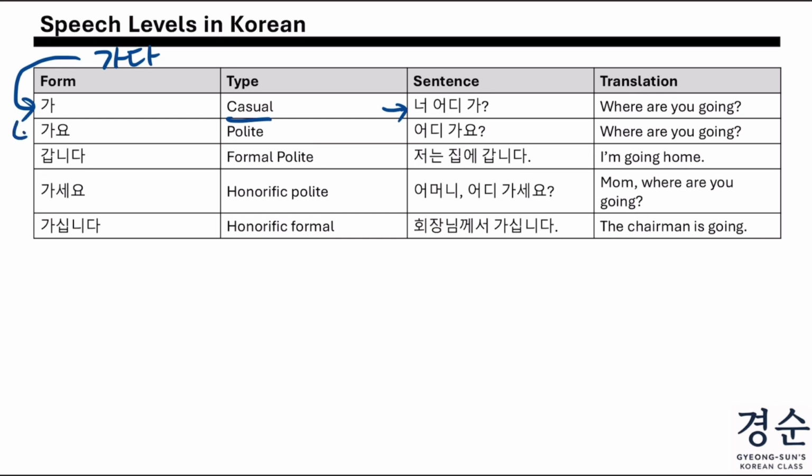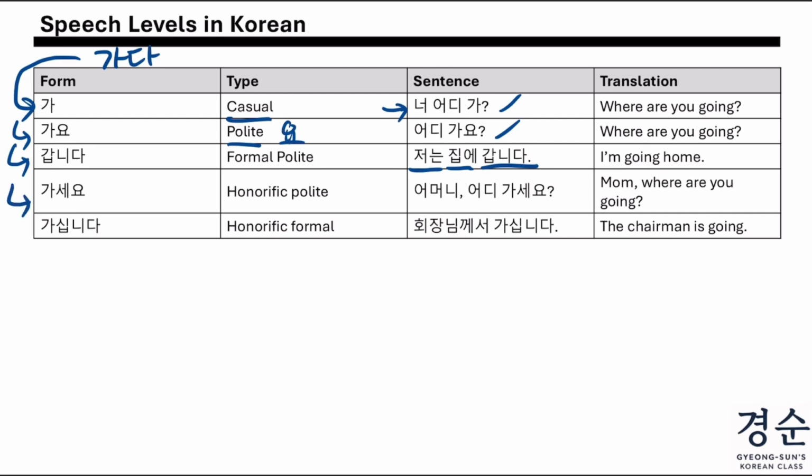And second one, we have 가요, which is the polite form, the yo form, right? 어디 가요? So you can feel the politeness here. Basically, where are you going? 어디 가요? Casual, polite. And the third one, formal. 갑니다. Formal, polite. So 저는 집에 갑니다, right? 저는 집에 갑니다. I'm going home.